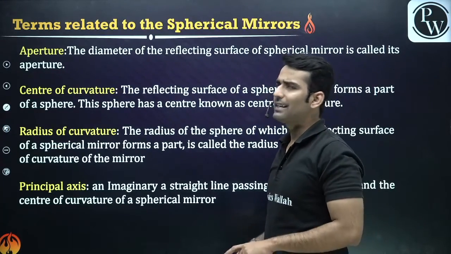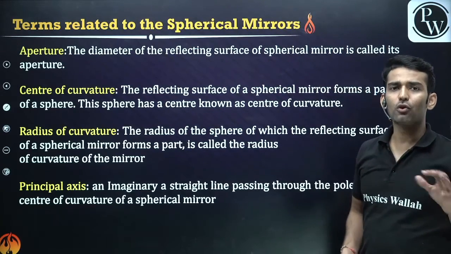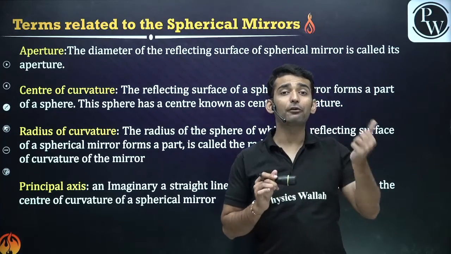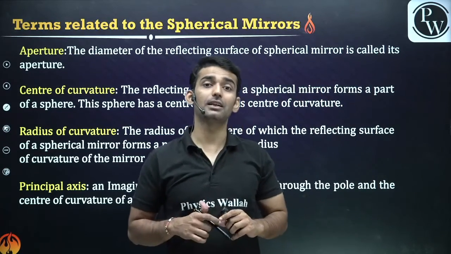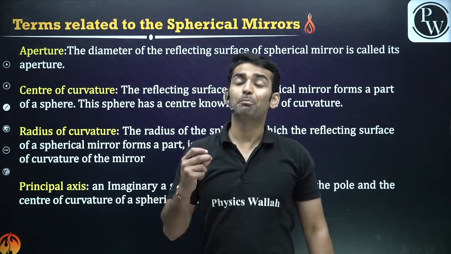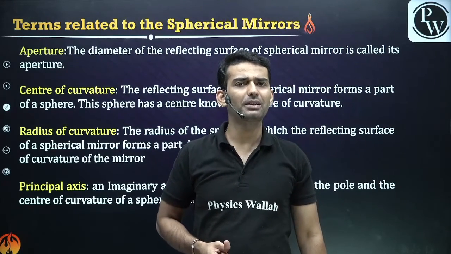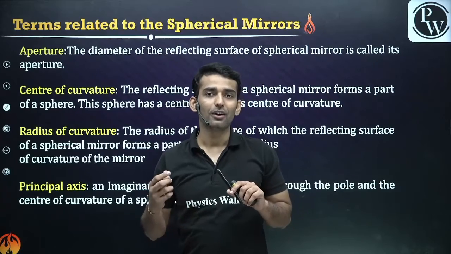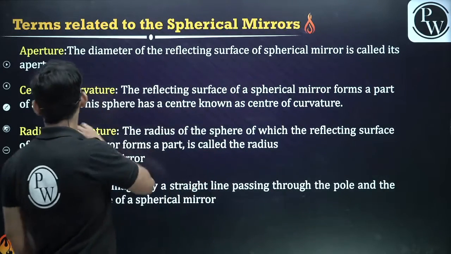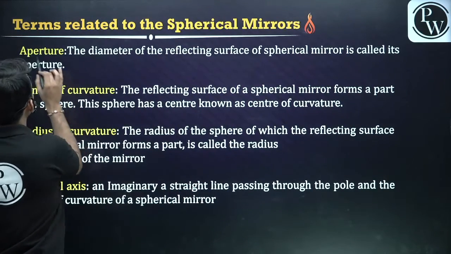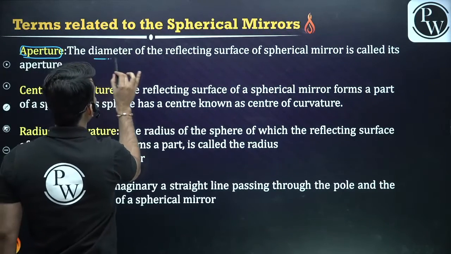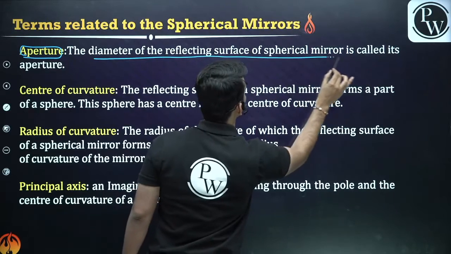So guys, basically there are certain terms. Before going, we have gone through the definitions. Now we have to study the image formation. That's why we are going through this. But before studying the image formation, there are certain terms that need to be cleared, right? So those terms we will be studying now. First is aperture. What is aperture? It is the diameter of the reflecting surface of a spherical mirror.